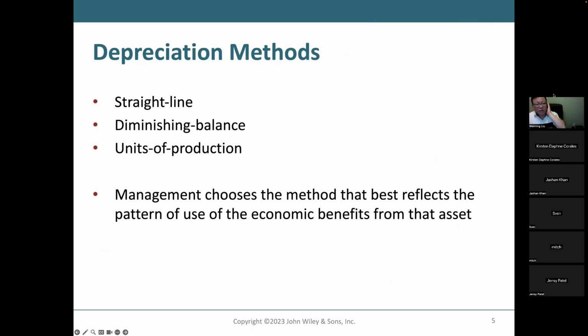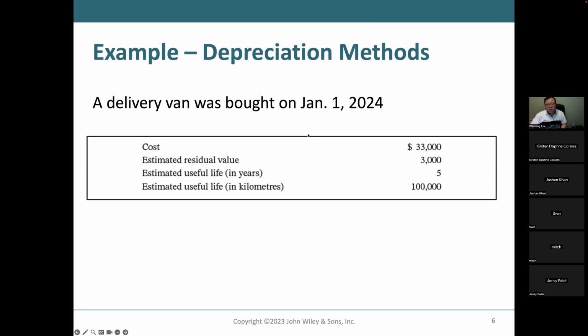So the common methods to calculate depreciation are straight line, diminishing balance, and units of production. Okay, so let's take a look at this example. A delivery van was bought on January 1st, 2024. The cost, the initial value, is 33,000. Estimated residual value, so the end value, is 3,000. Useful life, 5 years, or 100,000 kilometers.